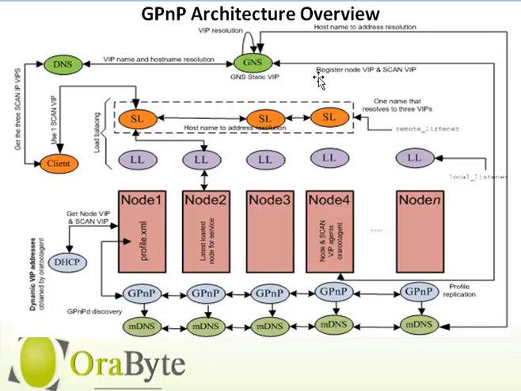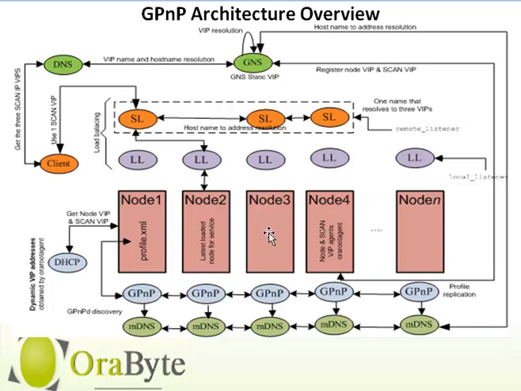Then you have 3 SCAN VIPs. Each VIP will be used by something called SCAN listener. There are only 3 of them, and they will be distributed randomly on any of the nodes. So if you have a 2 node cluster, one node will have SCAN listener 1, another node is going to have SCAN listener 2 and 3. If you have a 3 node cluster, you will have SCAN 1, 2 and 3 running one SCAN listener on each.